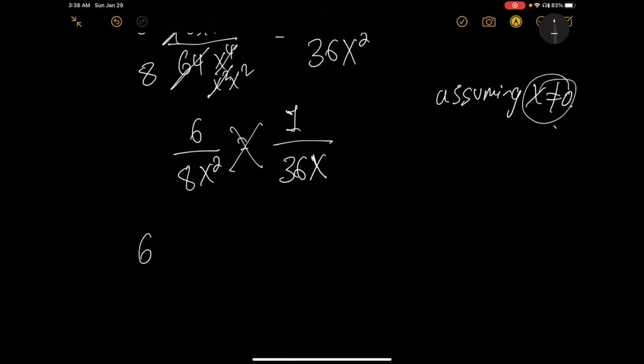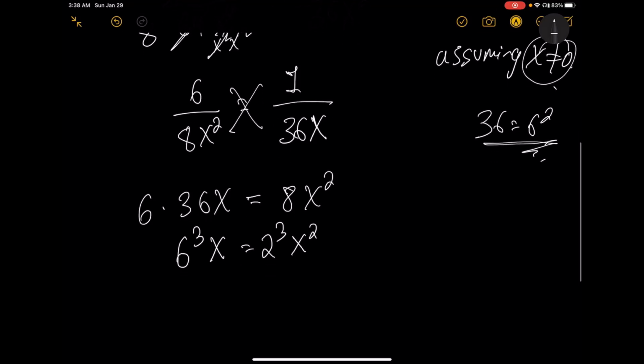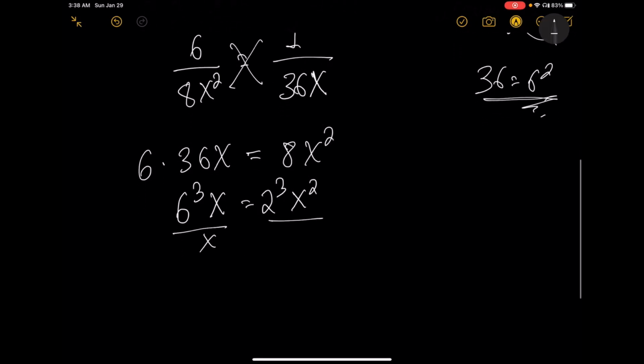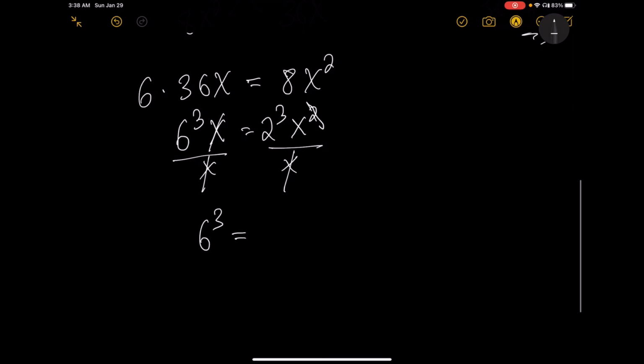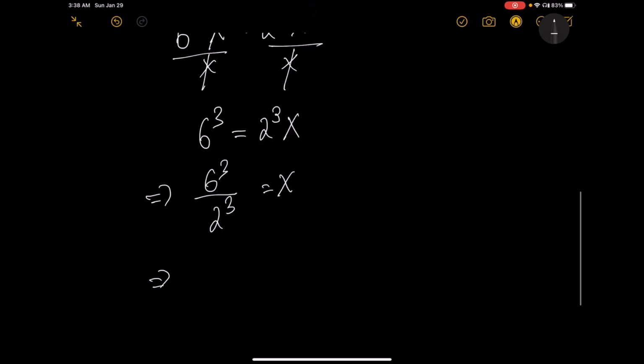Let's perform our crisscross: 6 times 36x is equal to 8x squared. 36 is 6 squared, so 6 to the power of 3 x is equal to 2 to the power of 3 x squared. We assume that x is different from 0, so if we divide both sides by x, x over x cancels and the x squared becomes x. So 6 to the power of 3 is equal to 2 to the power of 3 x. This implies 6 to the power of 3 over 2 to the power of 3 is equal to x.